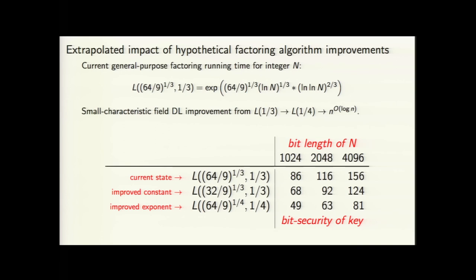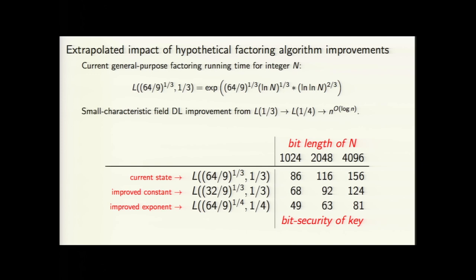If there is a small improvement in the constant of this algorithm, I'm not saying it has happened, but if this should happen, then the bit security of 1024-bit RSA would drop to 68 bits, which is already enough to basically be a gigantic problem in the real world right now. 2048 gets pretty close to being scary.